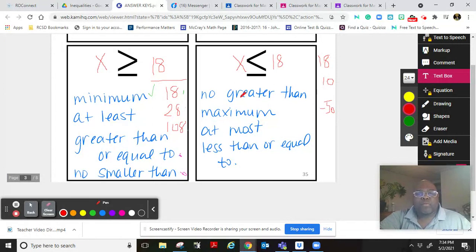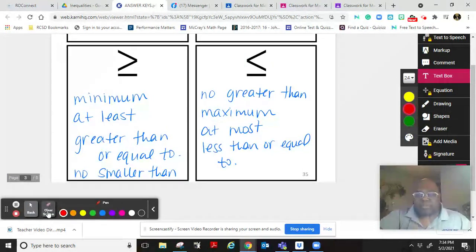And again, we have different ways we can say them. We can say no greater than 18. We can say a maximum of 18. We can say at most 18, or less than or equal to 18. All of these solutions, an infinite number, are still possible. Let's clear our screen so we can transition from vocabulary to looking at how these problems will actually look.